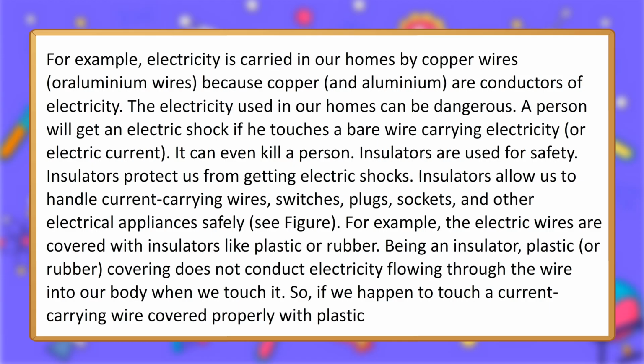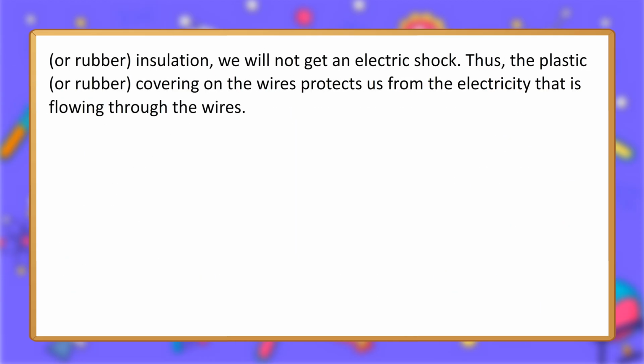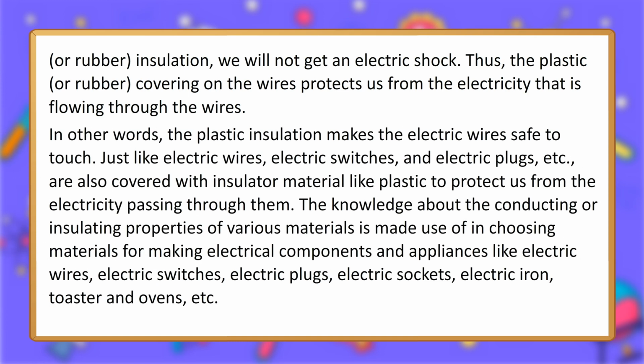Being an insulator, plastic or rubber covering does not conduct electricity flowing through the wire into our body when we touch it. So, if we happen to touch a current-carrying wire covered properly with plastic or rubber insulation, we will not get an electric shock. Thus, the plastic or rubber covering on the wires protects us from the electricity that is flowing through the wires. In other words, the plastic insulation makes the electric wires safe to touch.